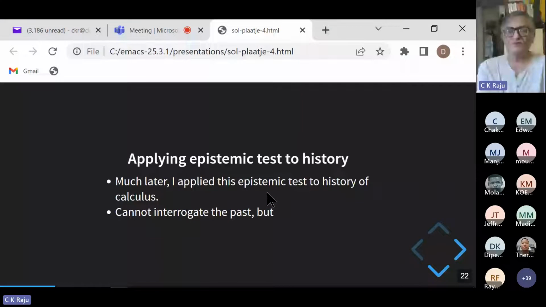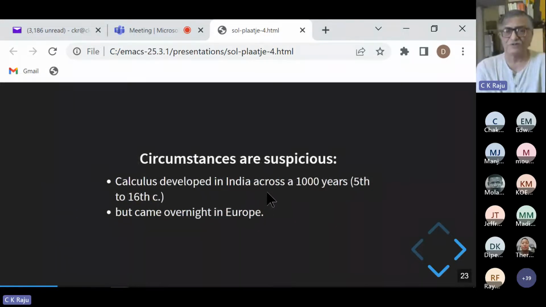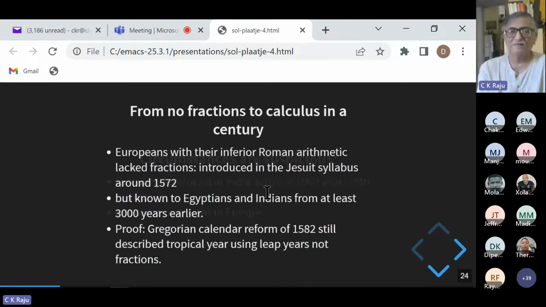So I applied this to history. You can't interrogate the past. I can't go and ask Newton some questions. But circumstances are already very suspicious. Calculus took 1,000 years to develop in India, from the 5th century to the 16th century, but came overnight in Europe. They didn't have fractions until 1572, and fractions were known to Egyptians and Indians from at least 3,000 years earlier. How do we know? Because Clavius introduced fractions in the Jesuit syllabus in 1572. He was the person who did the Gregorian calendar reform of 1582, but he did not have fractions.